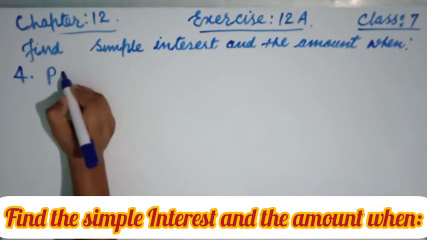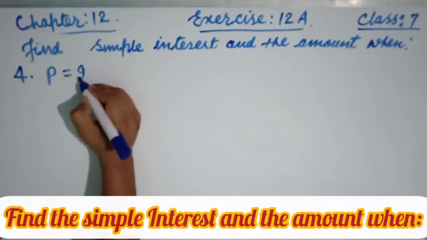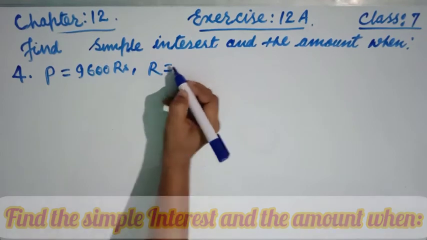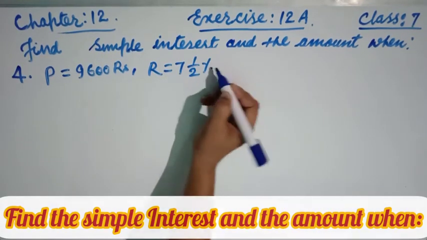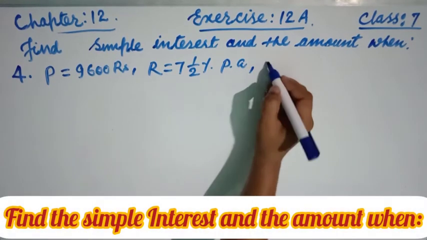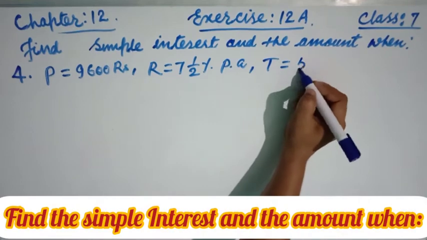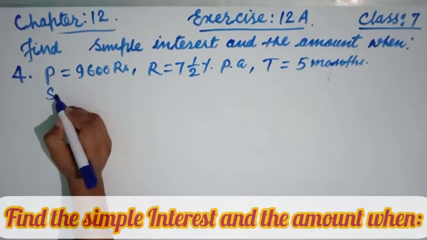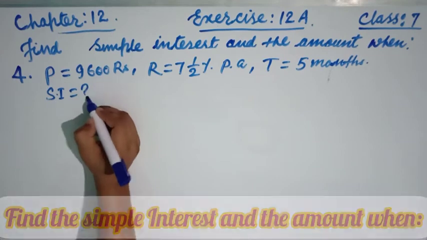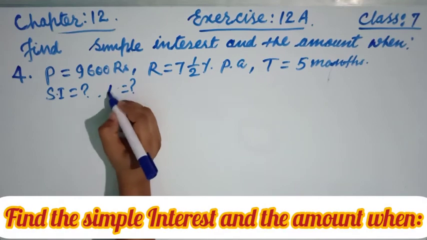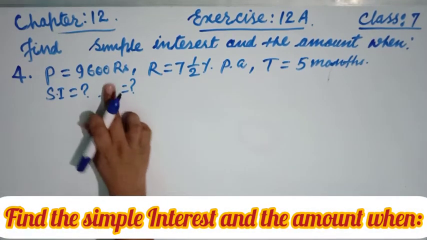Now see friends, question number 4 is given. Principal is given, P is equal to 9600 rupees, and R is equal to the given rate, 7.5% per annum, and time T is given, T is equal to 15 months. Now we have to find SI, simple interest, and amount. First find the SI, then add SI to principal to get the amount.